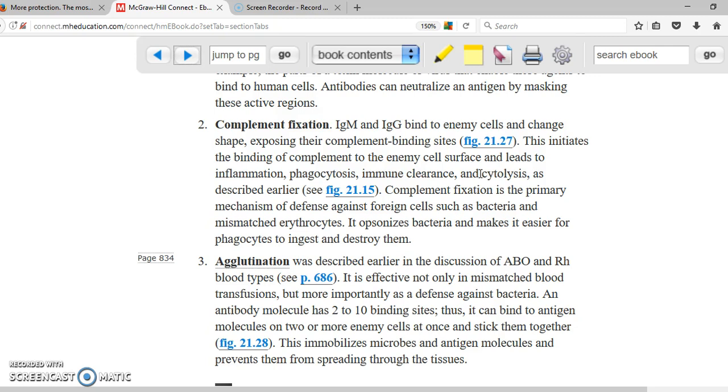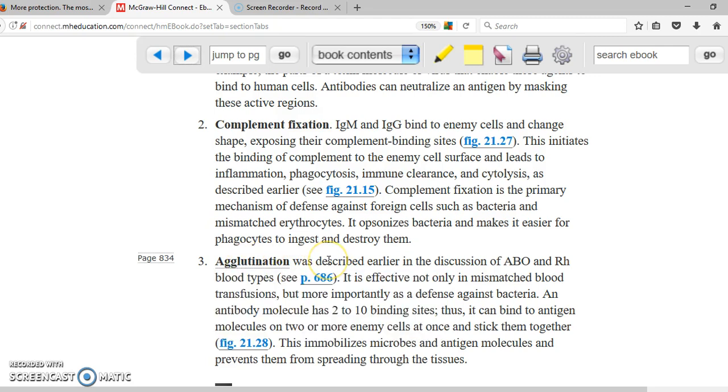So again, in this case, complement fixation is the presence of antibodies that attach to the antigens. This attachment modifies the characteristic of this antigen, making it available for the complement. Once the complement has these areas available, it's able to attach to the antigen and produce the response that happens with the activation of the complement mechanism, which is inflammation, phagocytosis, immune clearance, and cytolysis.